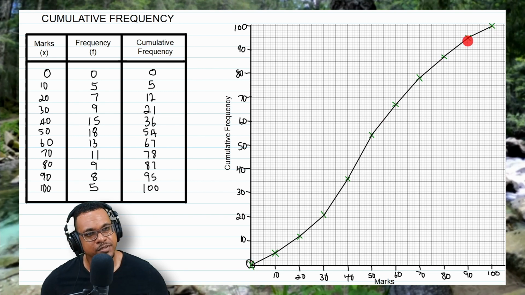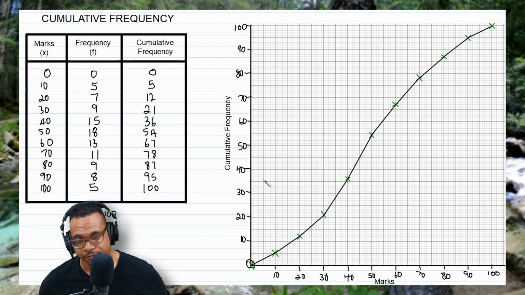Now you can see the shape is sort of like an S shape or half a bell. That is generally the shape for a cumulative frequency curve. That S shape or half a bell shape. And that's the type of curve we'll be aiming for when we are drawing.